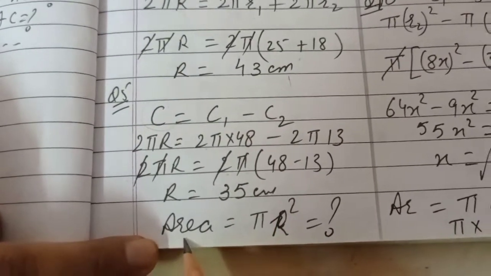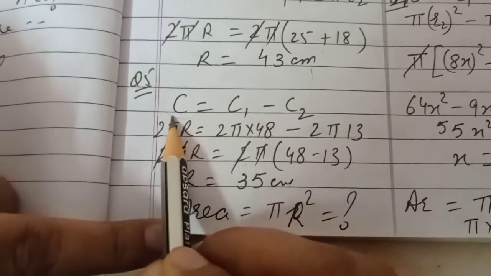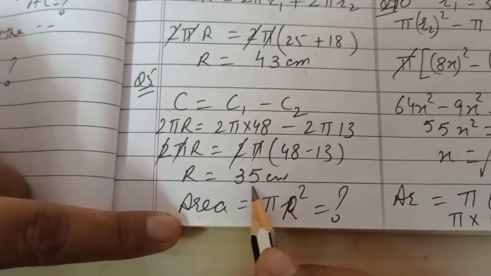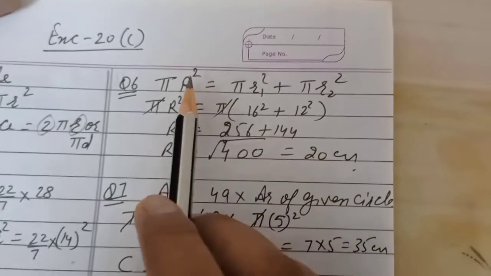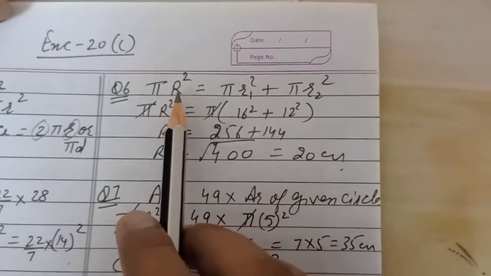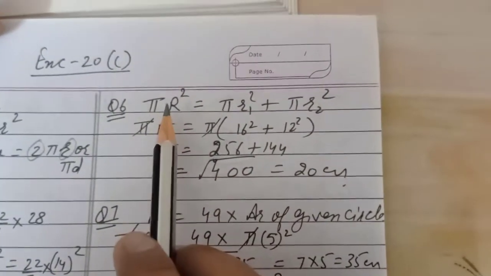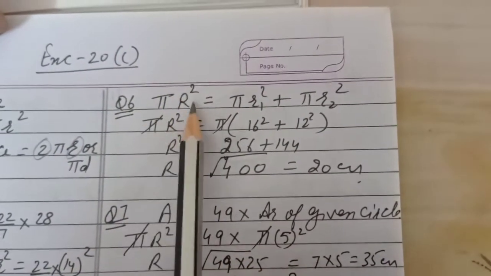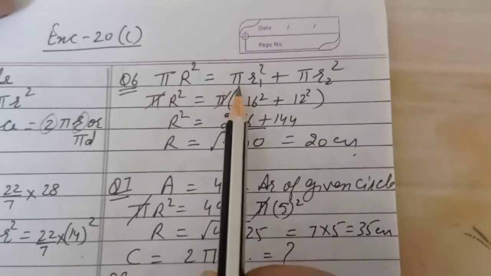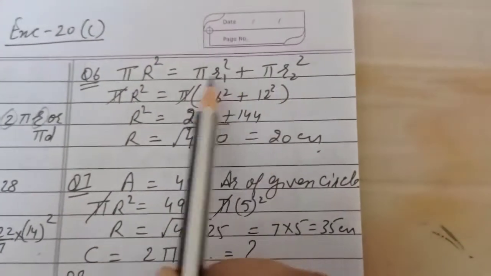Then after that you are asked to find the area of this bigger circle also, pi r square. r you already have, put the value and find the answer. Question number 6. The diameters of two circles are 32 and 24. Find the radius of the circle having its area equal to the sum of areas of two given circles.